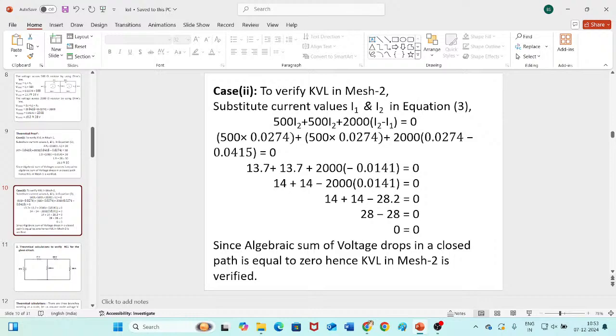For the experiment in which I showed you how to verify KVL practically, this is the theoretical explanation. You just go through that video and go through this video also later. You can compare those two. Both theoretical and practical values, you can compare them.